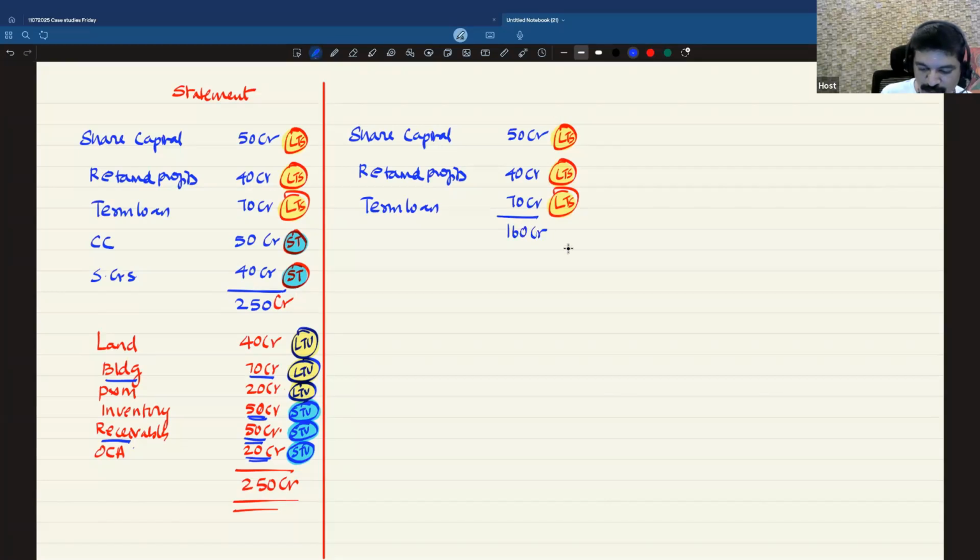Okay. Now let me compare the long-term source with the long-term uses. So look here, these are all the long-term uses I can see.